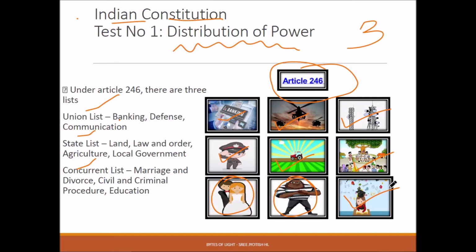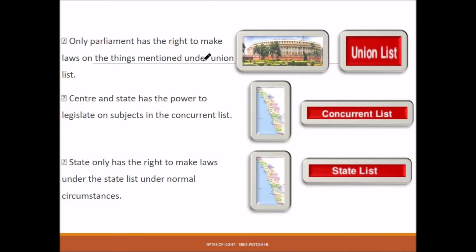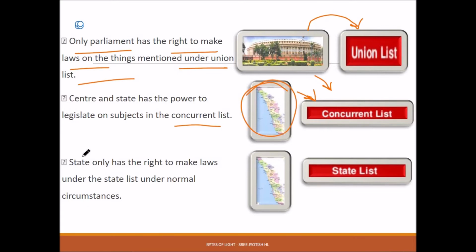Now let's go deeper into these 3 lists. Here you can see that only the parliament has the right to make laws on things mentioned under the Union list. That is, Union list is completely under the parliament. And when it comes to the Concurrent list, both the parliament and the state have the power to legislate on subjects present in this particular list. And when it comes to the State list, the state has the right to make laws under the State list. That is only under normal circumstances.